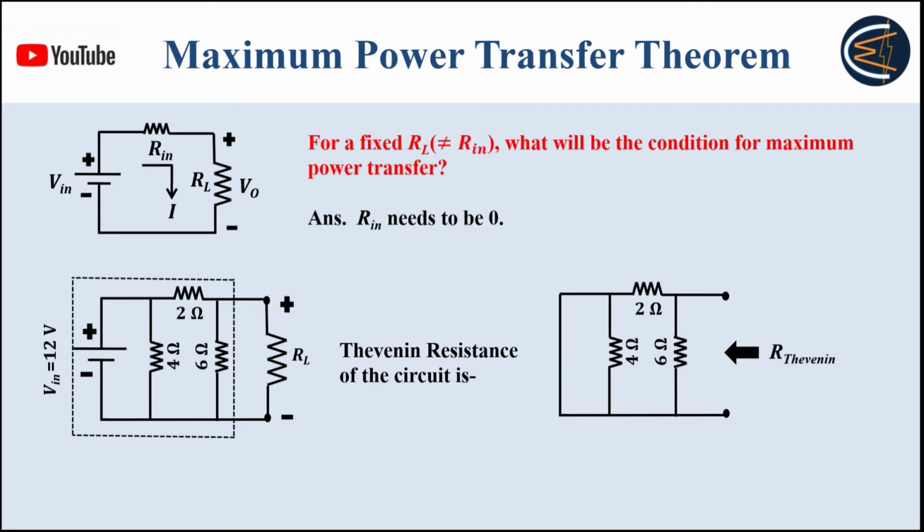So now the point is, in order to apply that maximum power transfer theorem or that concept, you need to first convert this complicated circuit into a simple one. That means you need to convert this circuit to this. Then only you can apply the maximum power transfer concept.